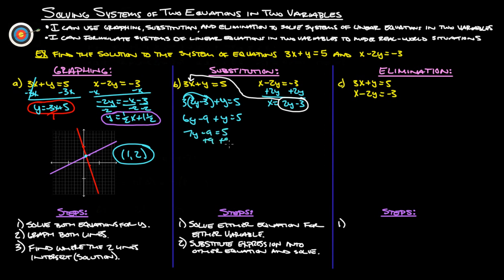Add 9 to both sides, and we get 7y equals 14. Divide both sides by 7, and we get y equals 2.